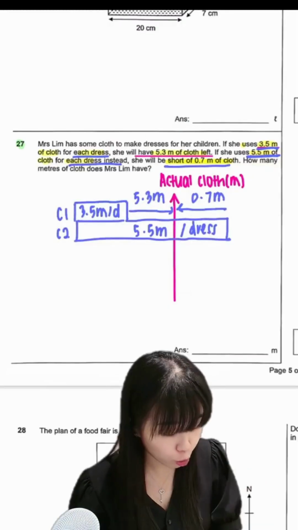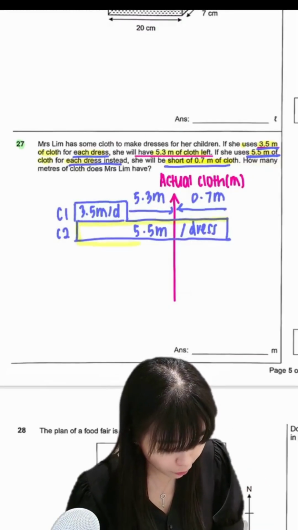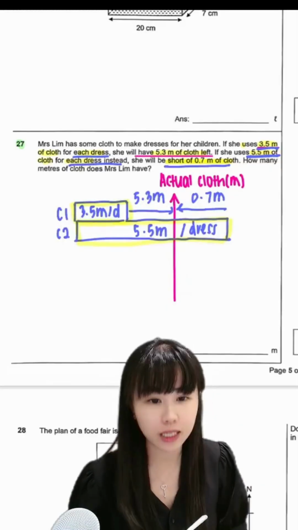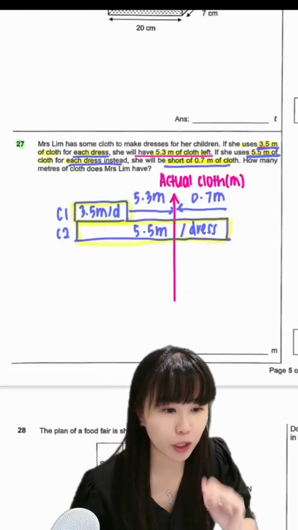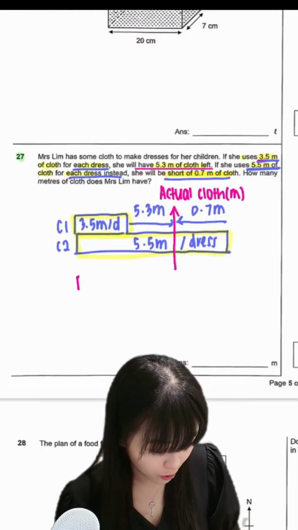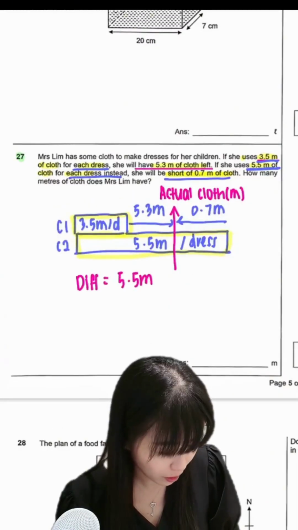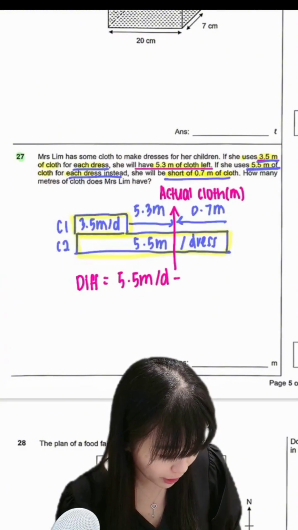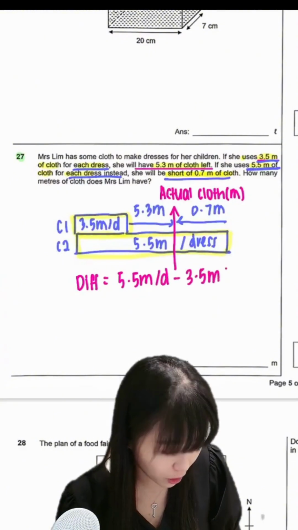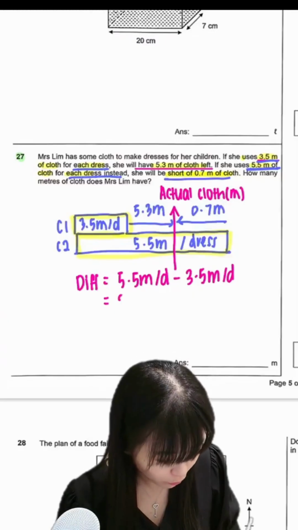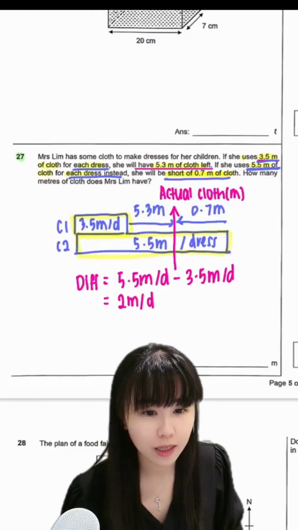Okay, I give you 2 clues. Number 1, look at the difference here and here. What is the difference in terms of the length per dress? The difference is 5.5 meter per dress minus 3.5 meter per dress. So the difference is 2 meter per dress.